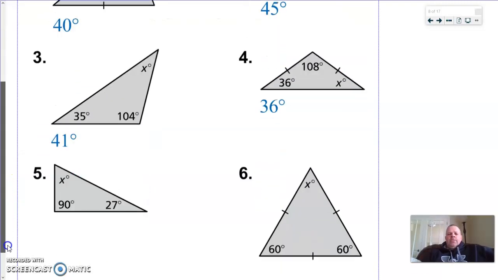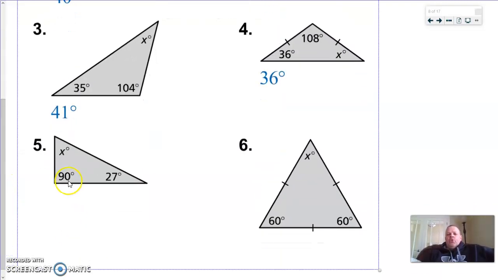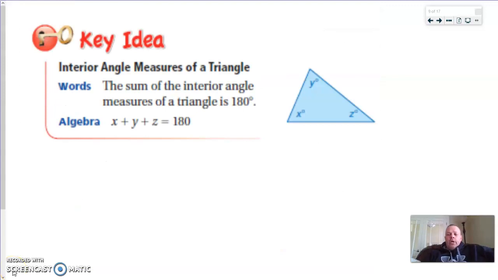In our last 2 examples, we know that this is a right triangle. 90 plus 27 is 117. 180 minus 117 will give us our answer of 63. And since all of these sides are equal, we know that this is a 60, 60, 60 or an equilateral triangle. The other way that we can think of this is 120 plus what is 180, so 180 minus 120 gives us 60.